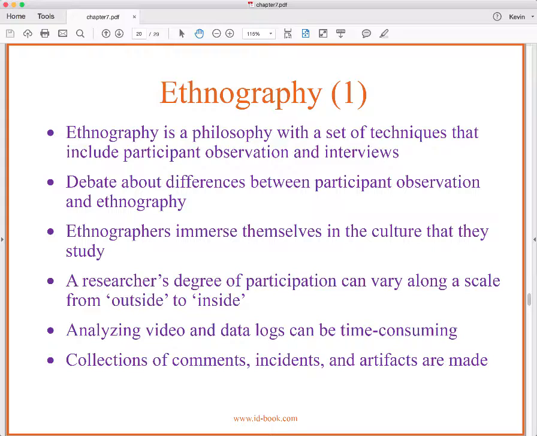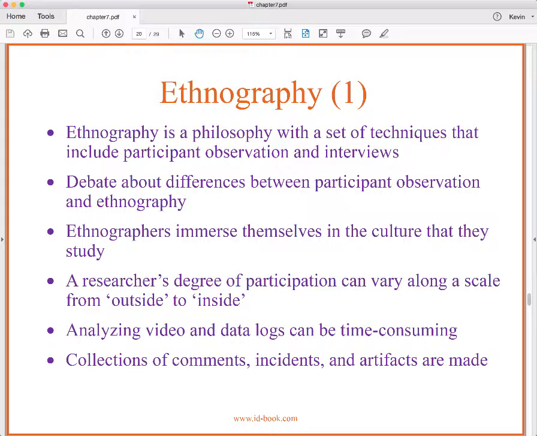Okay, you're not the observer at a distance. You're going to be there, and you're going to experience it. Now you can have an involvement from all the way on the outside to all the way on the inside. And the question, as it applies to the activities we're going to be doing as interaction designers, is how much involved in the work are we going to get? Are we going to show up and be part of the action, or are we going to try to stay to the side?